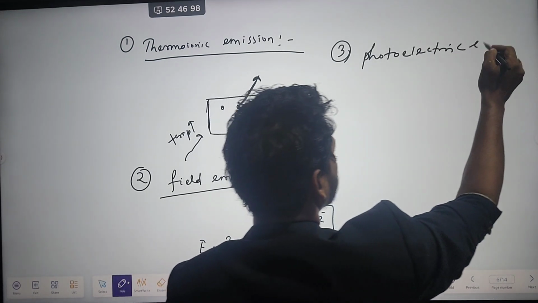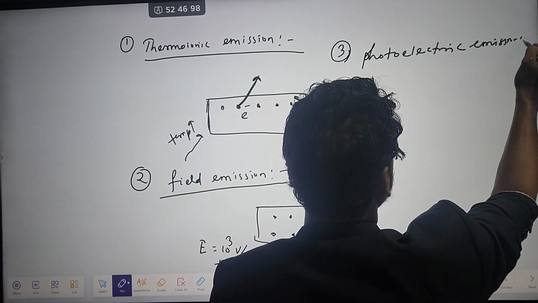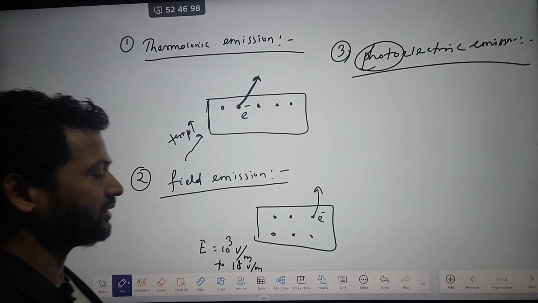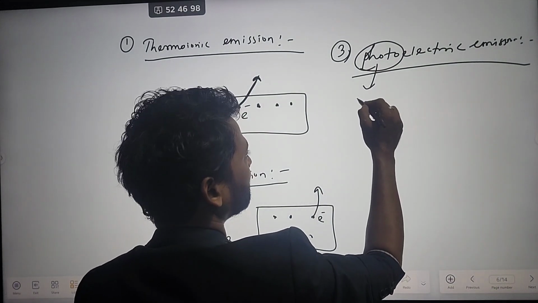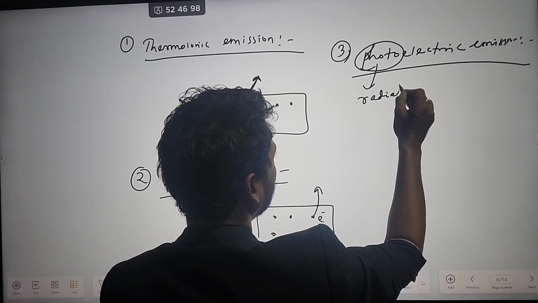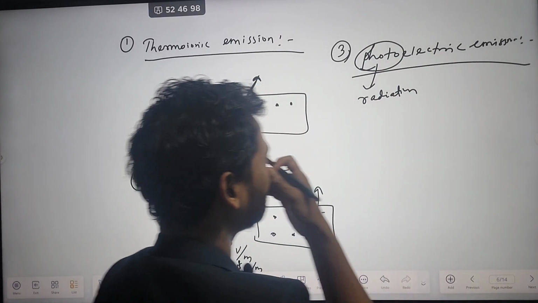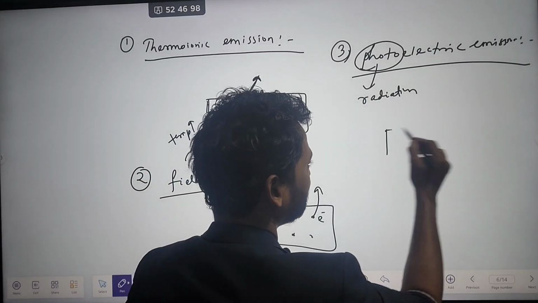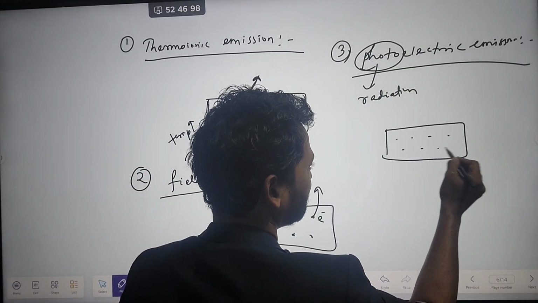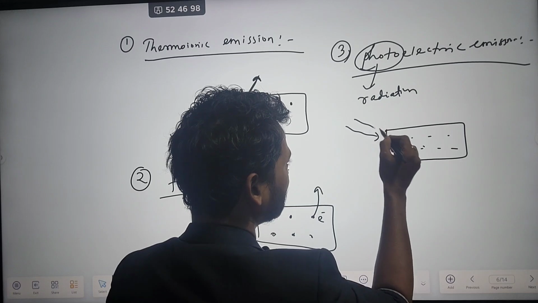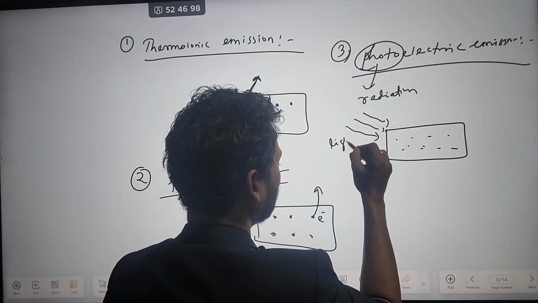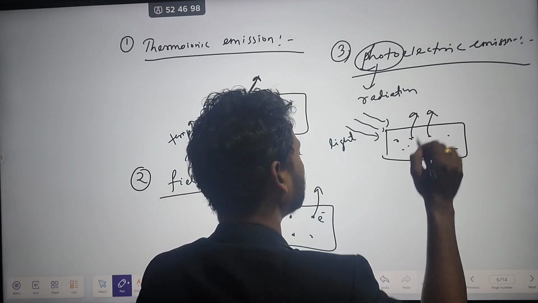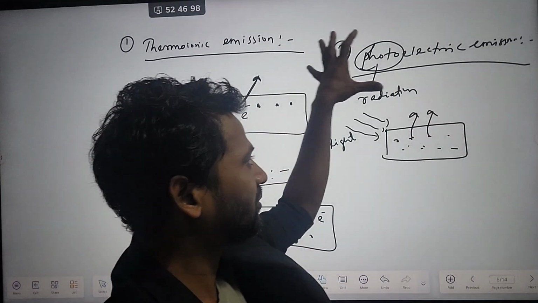Photoelectric emission. So photo means what? Photo means light, or you can say photon, or electromagnetic radiation. Due to the effect of that radiation, if an electron escapes out, that is called photoelectric emission. Let this be a metal surface and these are the electrons. When light having suitable frequency falls on a metal surface, the electron can escape out. So that is called photoelectric emission.